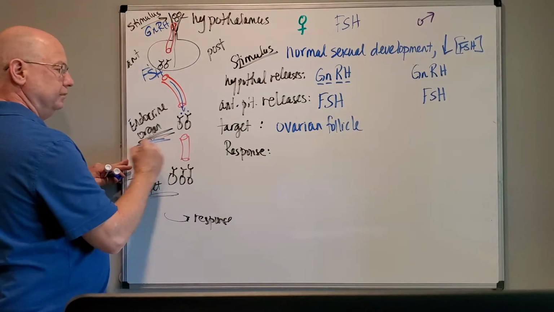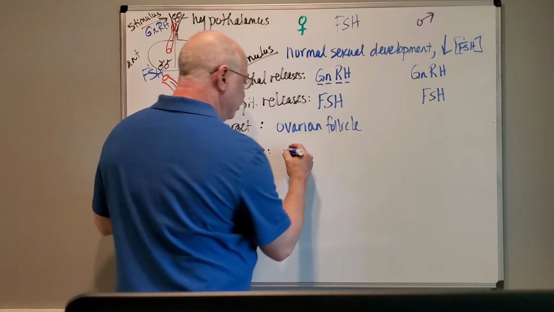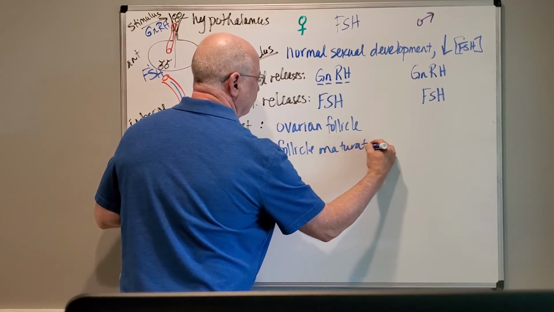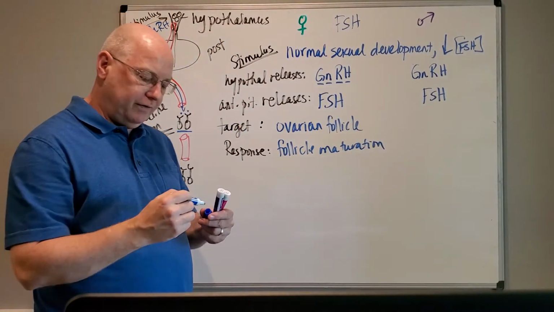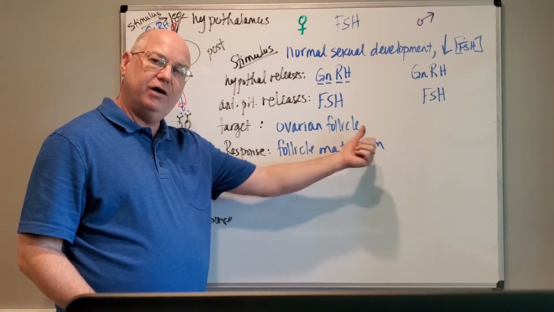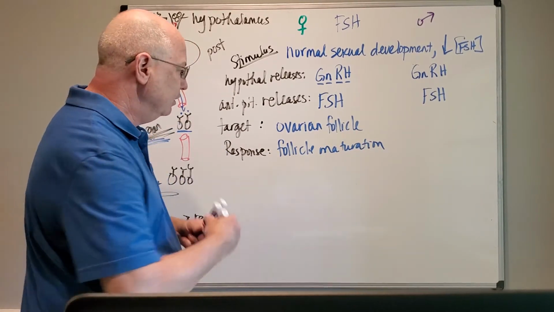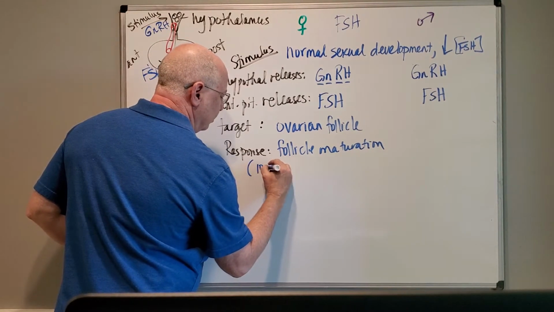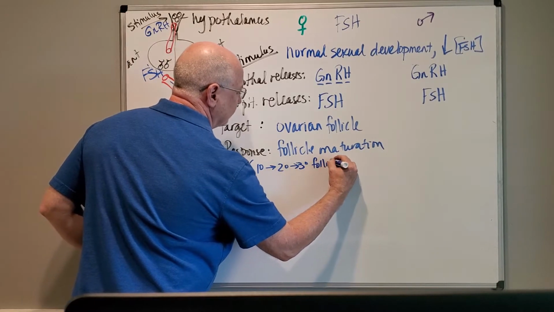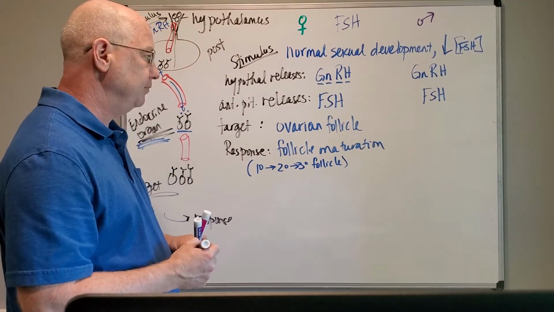That would be here, okay? The ovarian follicle is at this level. The response is going to be what we call follicle maturation. The follicle is going to mature within the ovary. Those little ovarian follicles that I just drew and erased here will mature from primary to secondary to tertiary follicle. So we say follicle maturation. We go from primary to secondary to tertiary follicle, preparing for ovulation, release of the egg, so that it's ready for fertilization.